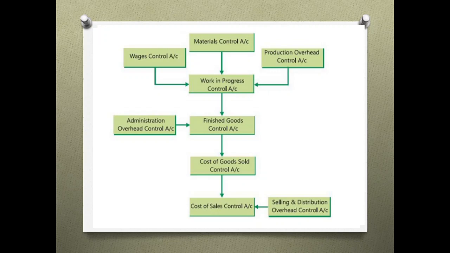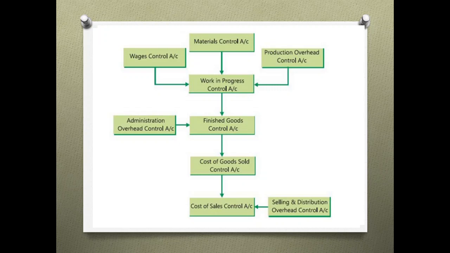And apart from this, two more expenses are there. Admin expenses, office related expenses, where do they go? Finished goods, cost sheet also. You can remember your cost sheet also. Then sales, selling and distribution expenses get transferred where? To cost of sales.